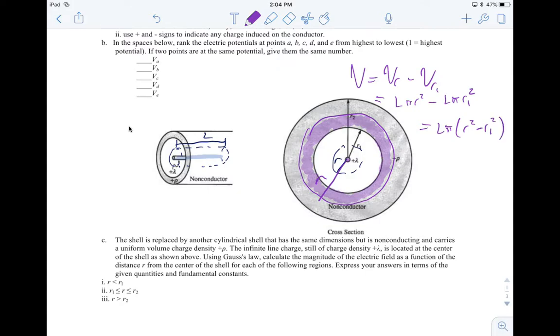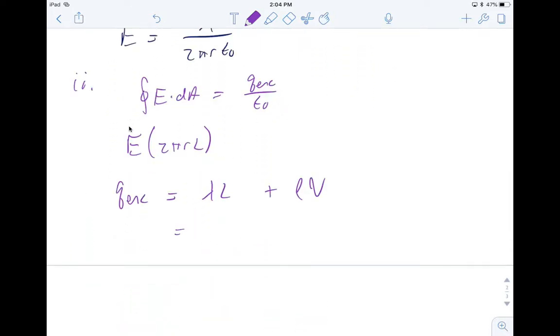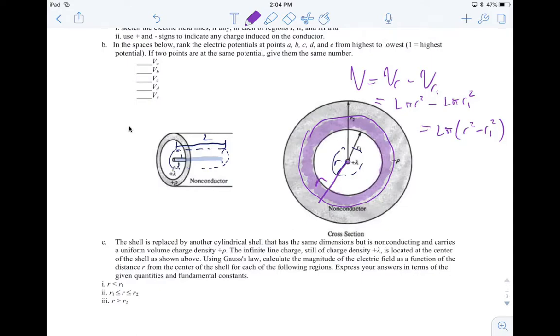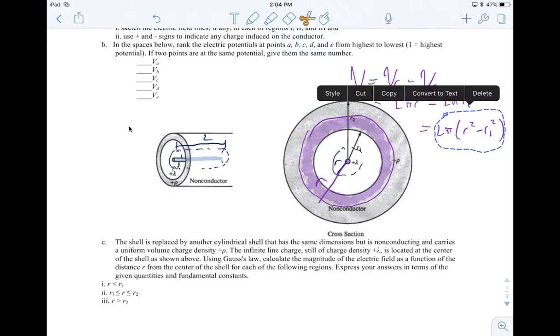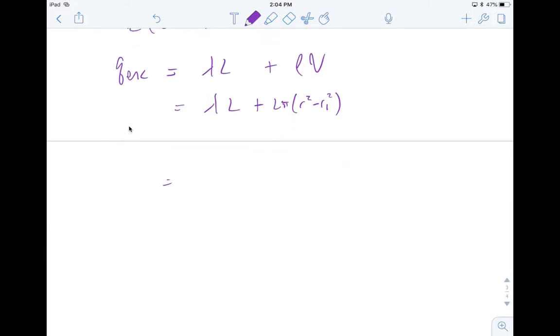Okay, so plugging that in, we have lambda L plus, we have rho, just copy it, L pi times R squared minus R1 squared. Okay, so we could factor out, what could we factor out? We could factor out L and just have lambda plus rho pi times R squared minus R1 squared.